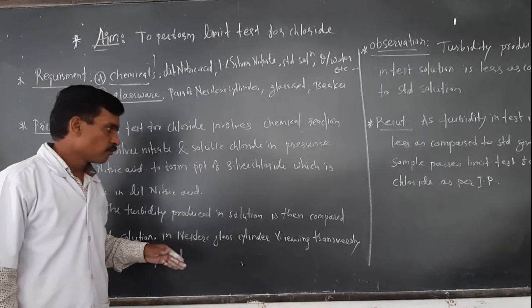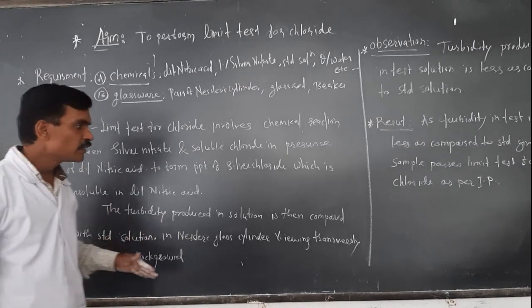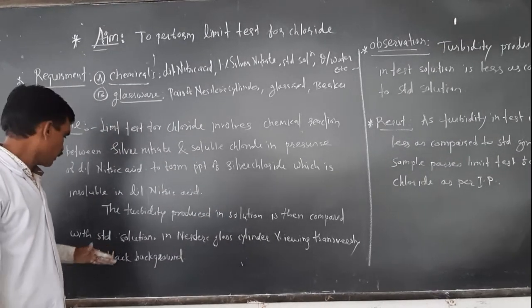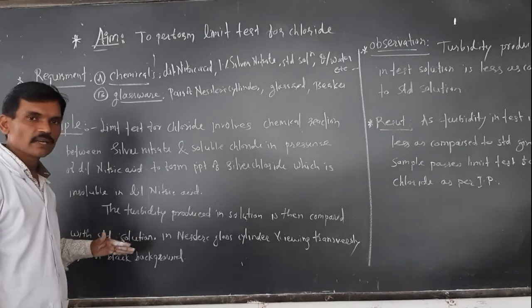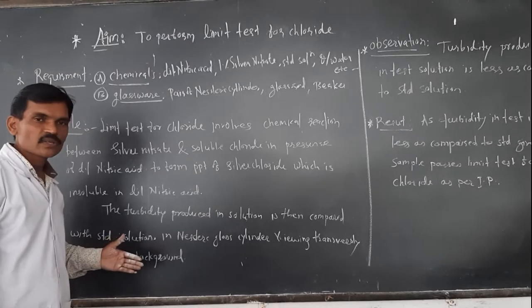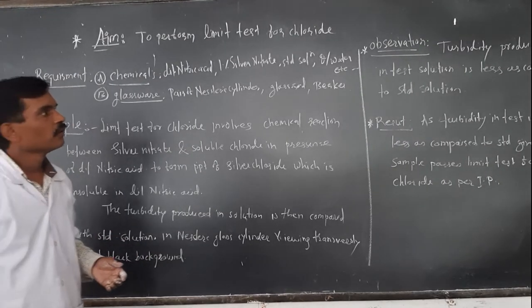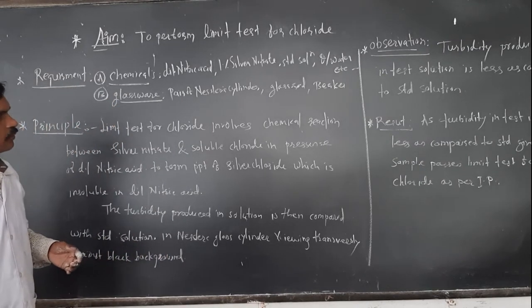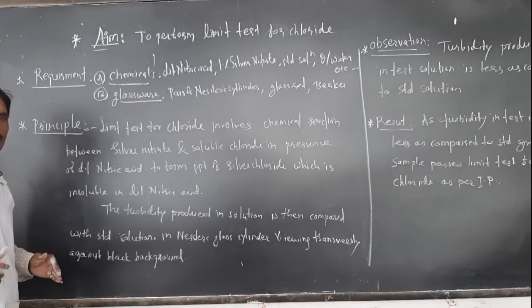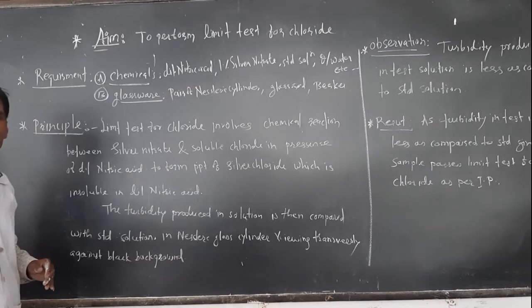Now, while comparing the turbidity, we have to view it transversely against the black background. Here the turbidity is white, or white opalescence is produced, therefore we have to view it transversely against the black background. Next, we will perform the procedure at the benchtop and see how the practical is actually performed.